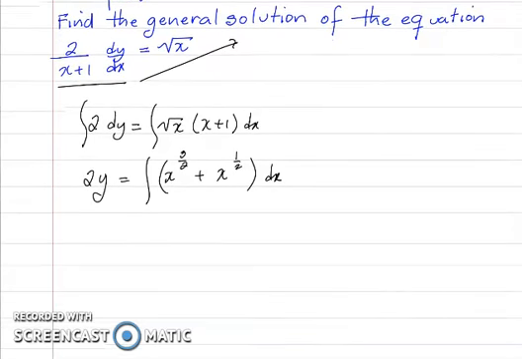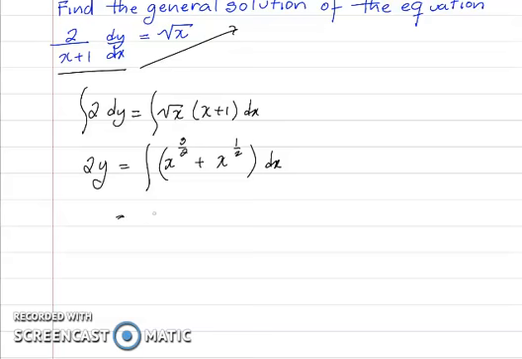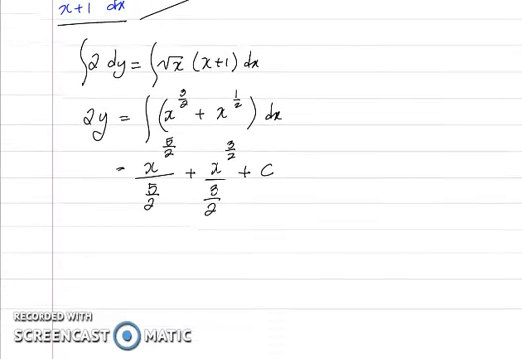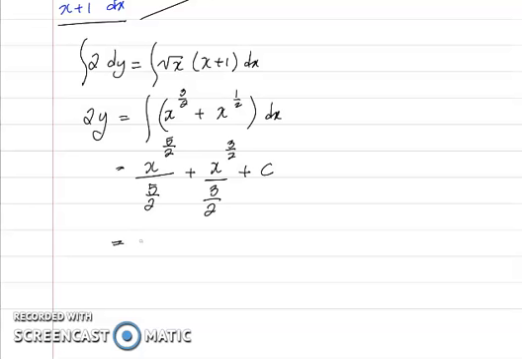So let's integrate the right-hand side. Now I'm going to get x to the 5 over 2. I increase the power by 1, then divide by the new power, which is 5 over 2, plus x to the 3 over 2. I increase the power by 1, and then divide by the new power, which is 3 over 2, plus c. Now, dividing by 5 over 2 is the same as multiplying by 2 over 5. So this is 2 over 5 x to the 5 over 2, plus 2 over 3 x to the 3 over 2, plus c. So this is what 2y is equal to.